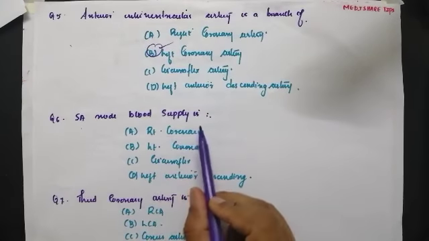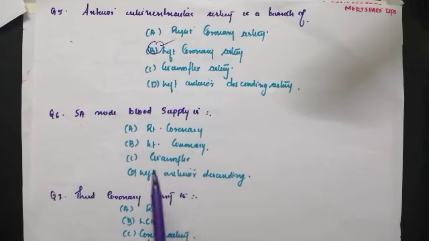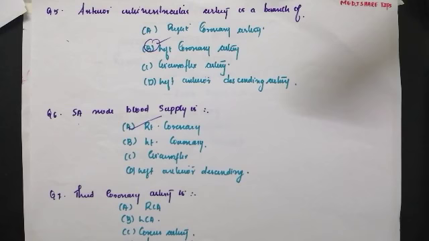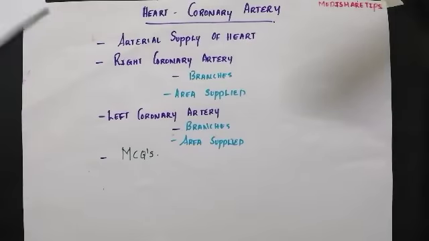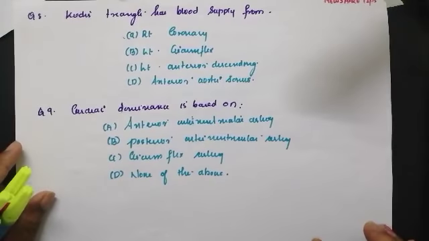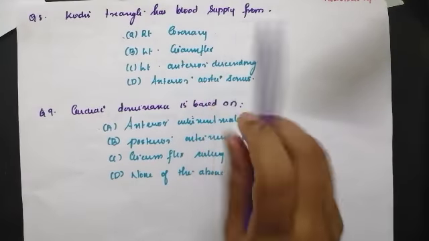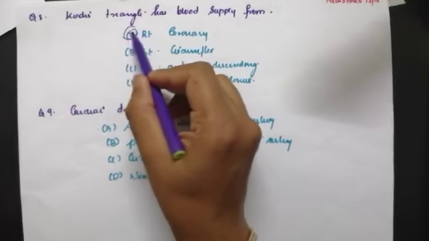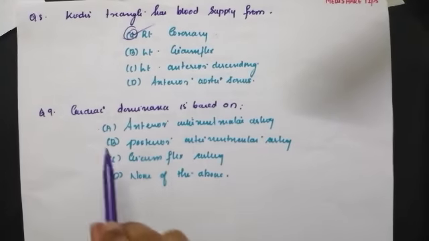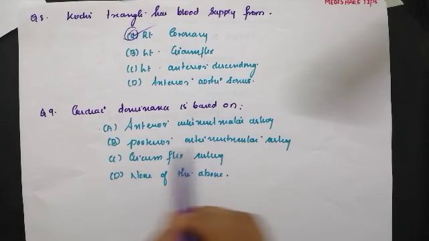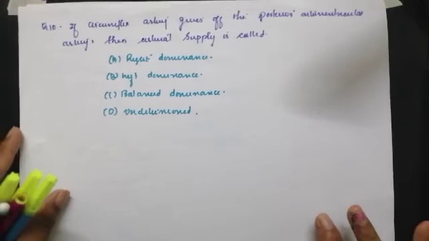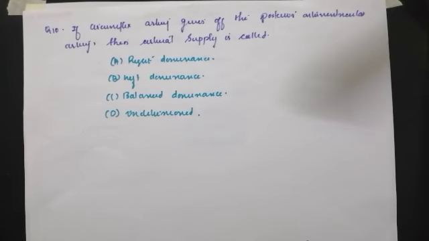SA node blood supply: we know that in 65% the SA node is supplied by the right coronary artery. The third coronary artery, we have mentioned it in the last section, that is the conus artery. And question number 8: Koch's triangle has blood supply from, it is located in the right atrium, so it is supplied by the right coronary. Cardiac dominance is based on which artery? Posterior interventricular artery.